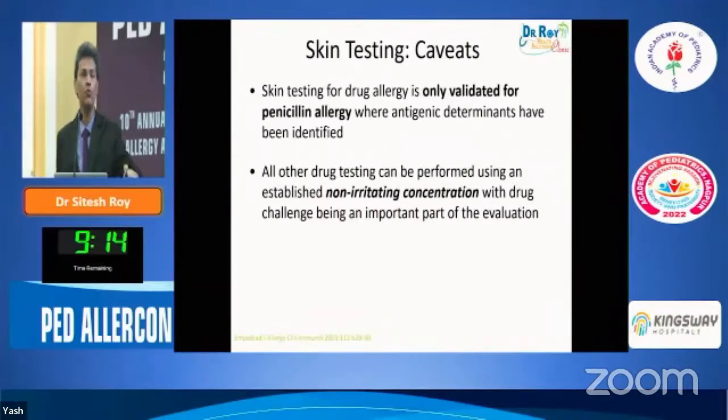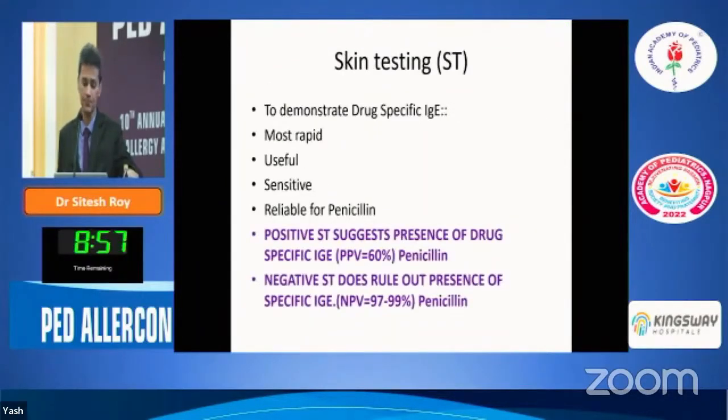You have to know what is called the non-irritating concentration. I get a lot of cases referred to me where someone has done a test, but the test has been done with such a high concentration that you get a non-specific mast cell degranulation and a wheal and flare response, and the patient comes to us thinking that they are highly allergic.